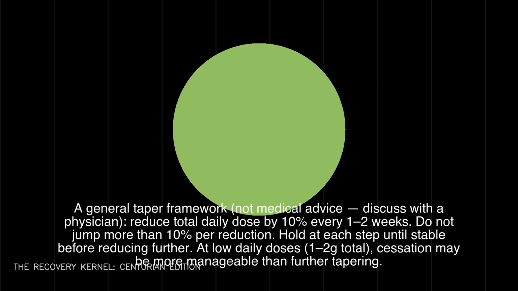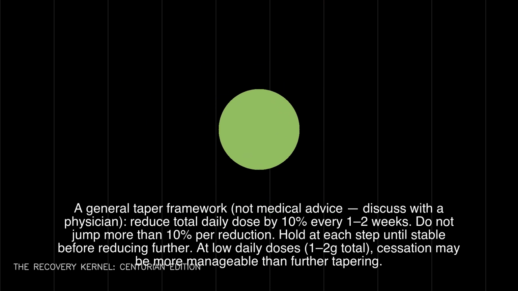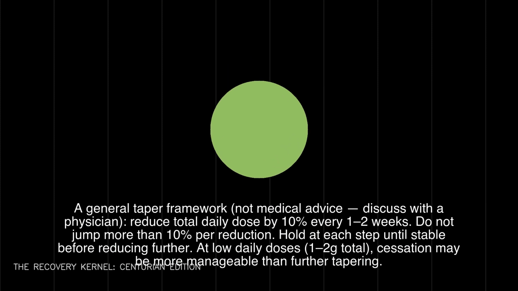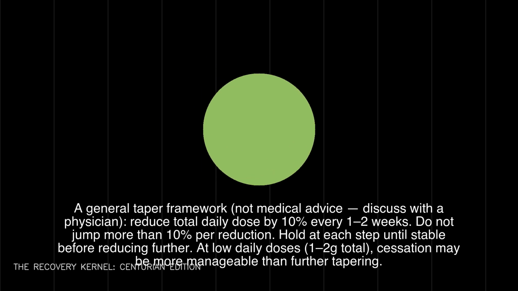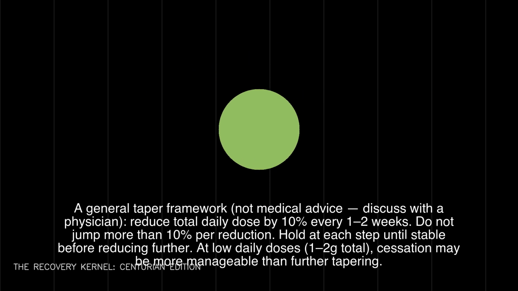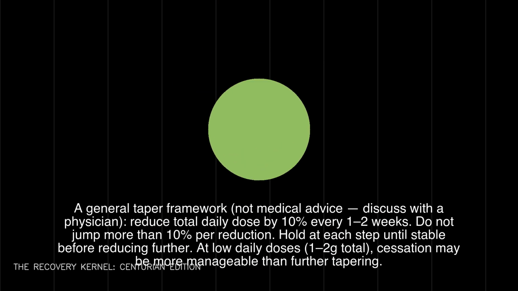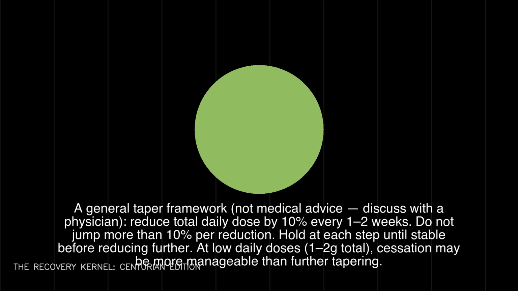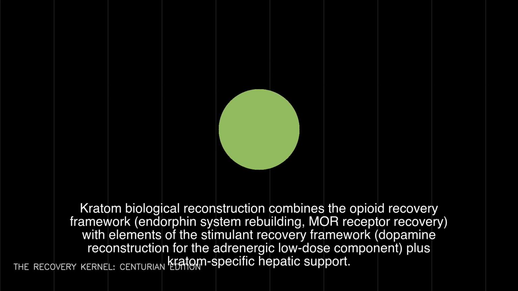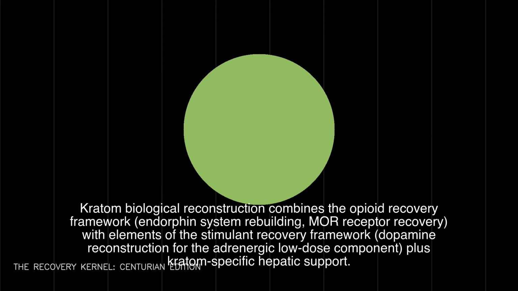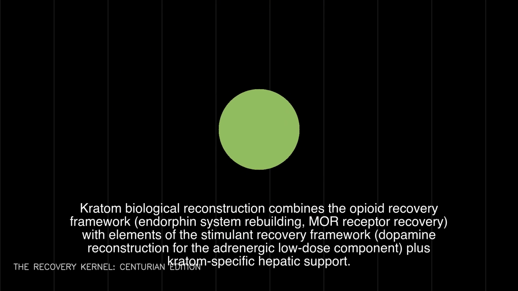Section 4, Biological Reconstruction. Kratom biological reconstruction combines the opioid recovery framework, endorphin system rebuilding, or receptor recovery, with elements of the stimulant recovery framework, dopamine reconstruction for the adrenergic low-dose component, plus kratom-specific hepatic support. 4.1, the methylation foundation. 4.2, endorphin system reconstruction.